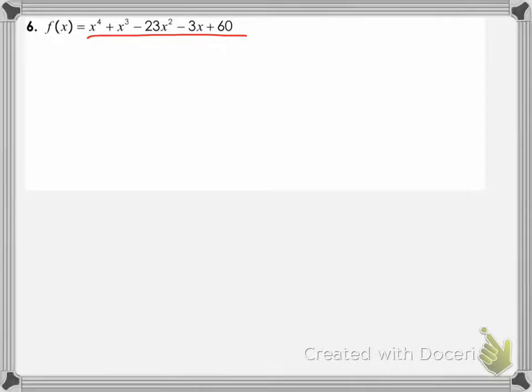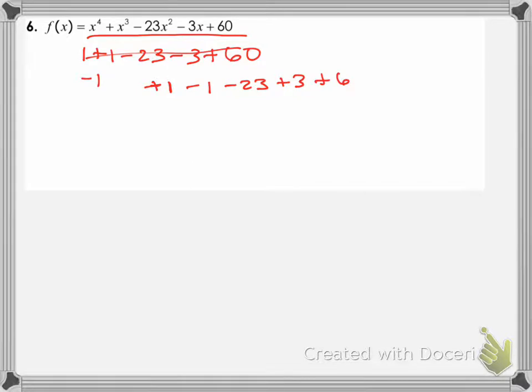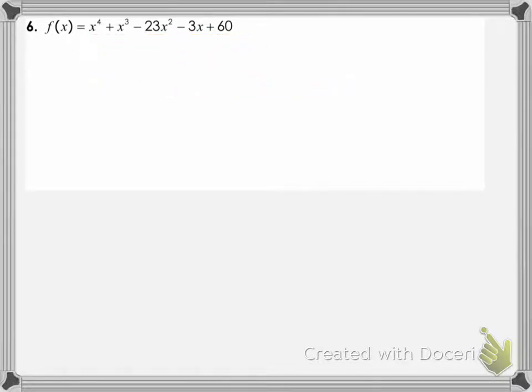I always try those. So this would be 1 plus 1 minus 23 minus 3 plus 60. So that's not going to work. Negative 1 would be positive 1, minus 1, minus 23, plus 3, plus 60. Okay, I guess P over Q, 1 and negative 1 don't work.